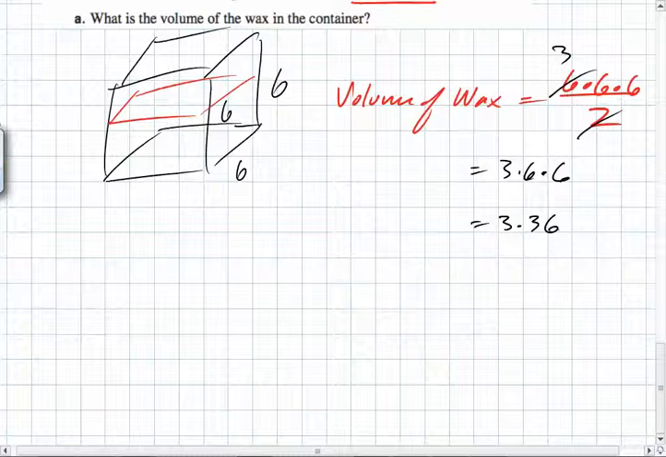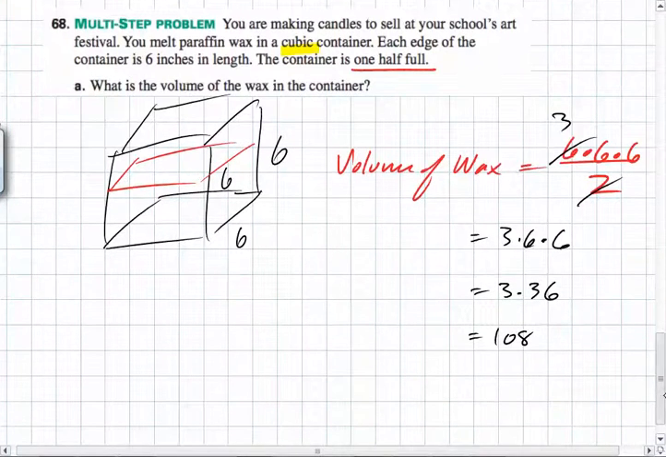How do you do 3 times 36? Well, it's 3 times 30 plus 3 times 6. What's 3 times 30? What's 3 times 6? 18 plus 90. So it's 108. And what's the units on this? This is a volume. It is inches cubed.